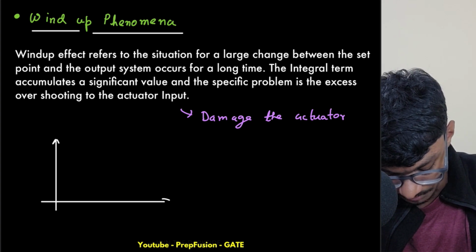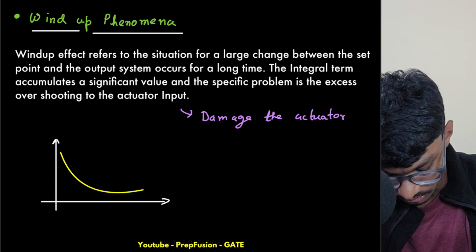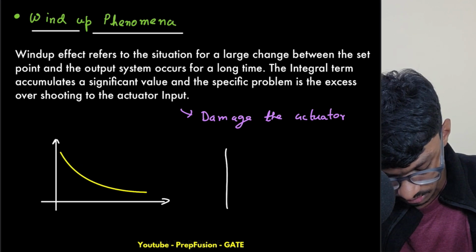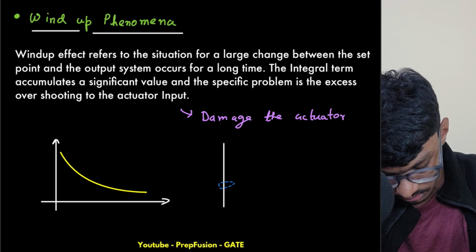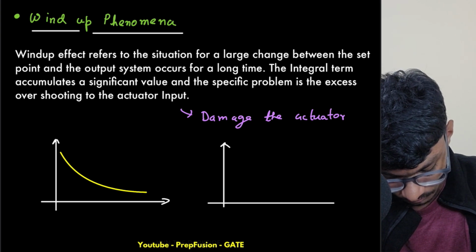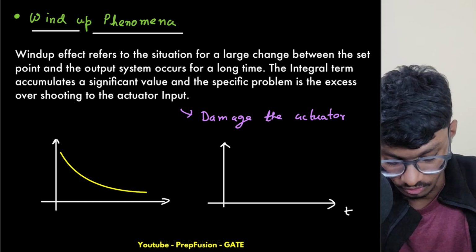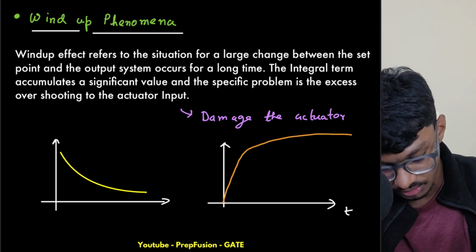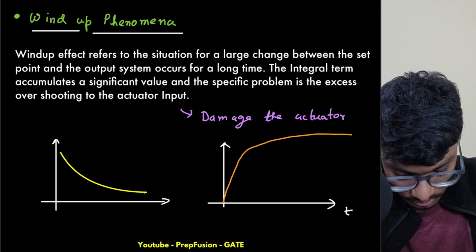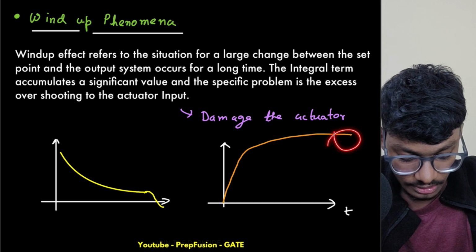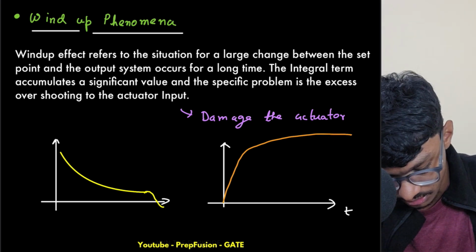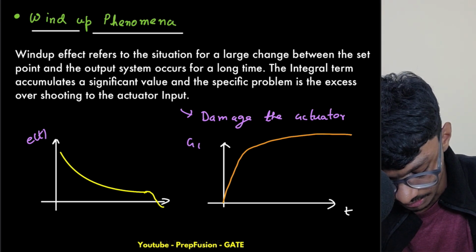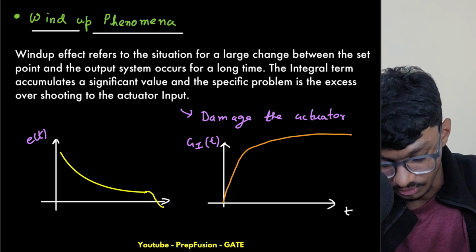So let me just do one example. Here I have an error signal, and like this is the integral output. So what will happen? The integrator will keep on increasing, which is the actuator input. So it will keep on increasing, and after some time, when the error goes negative, only then will it reduce. So it will be very high. This is basically the error signal e(t), and this is the integral output, which I can write as gi(t). So yeah, very high.